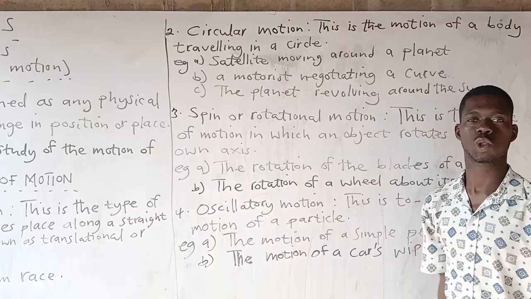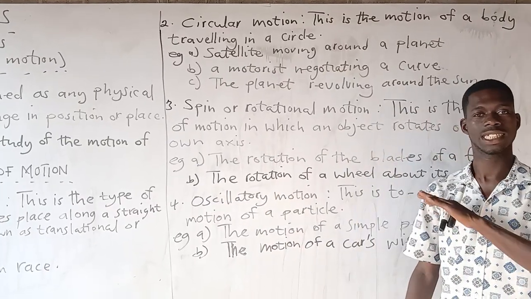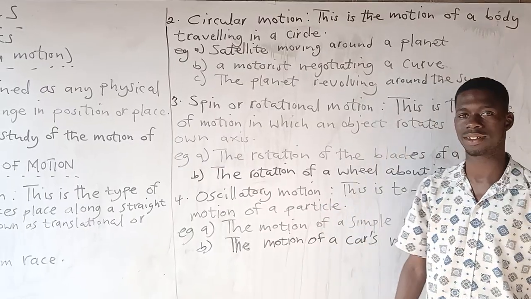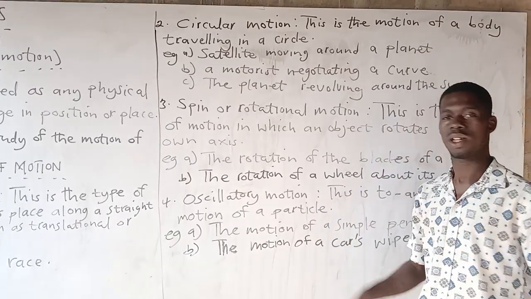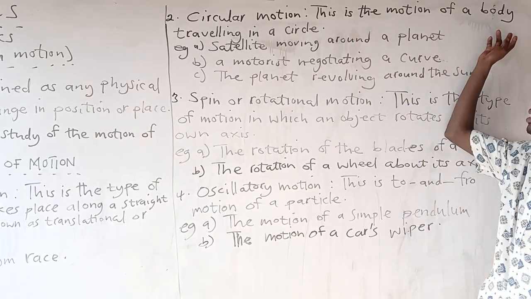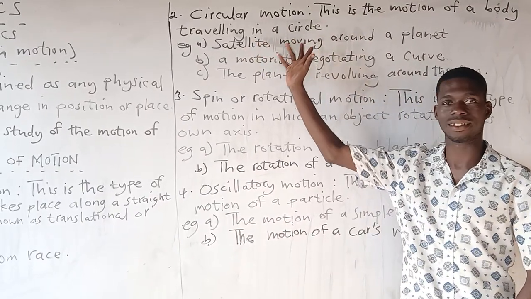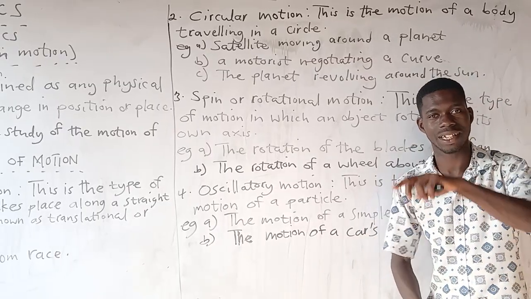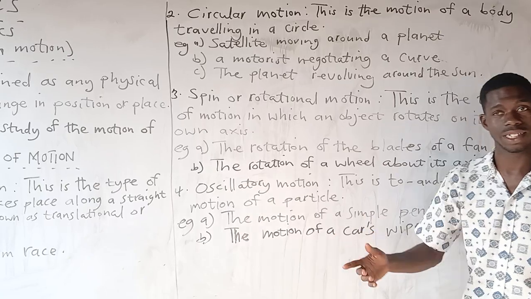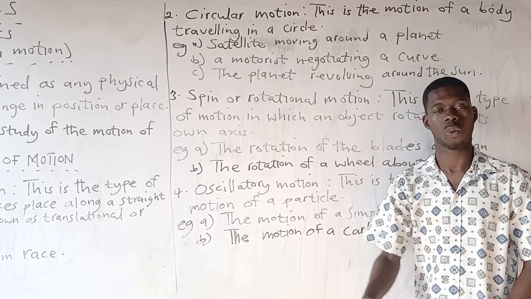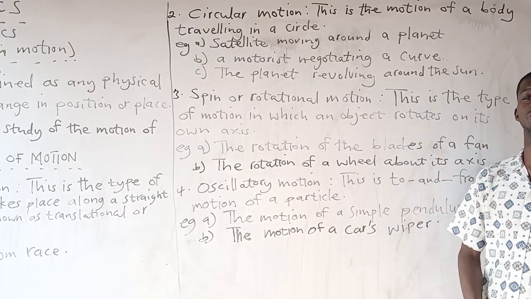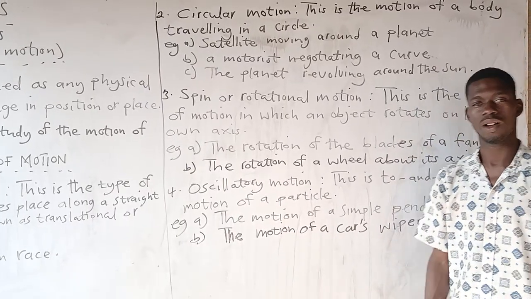Circular motion. So the second type of motion is circular motion. That one too is derived from the word circle. Now, what is circular motion? This is the motion of a body traveling in a circle. So whilst a body is traveling in a circular form, that movement or motion is termed as circular motion.